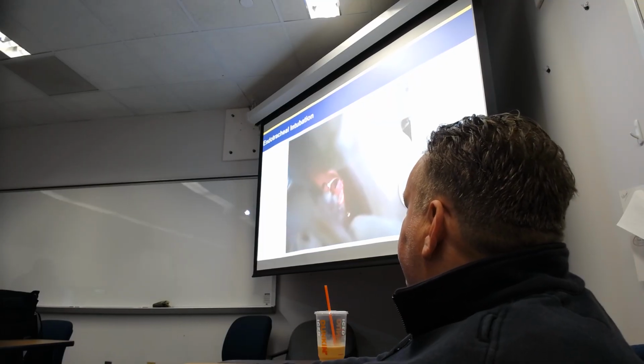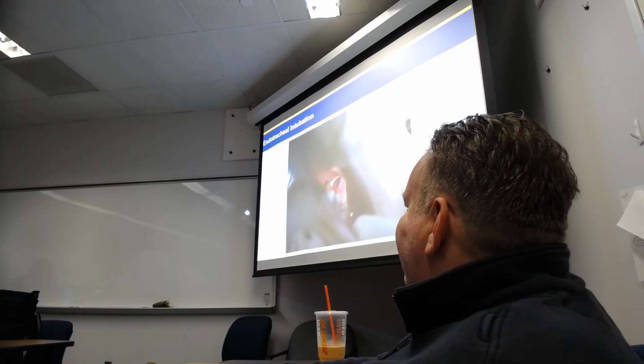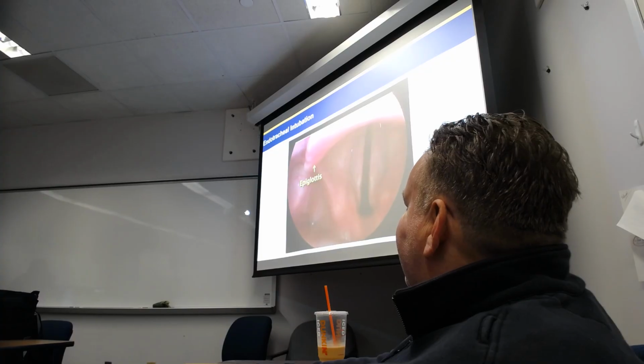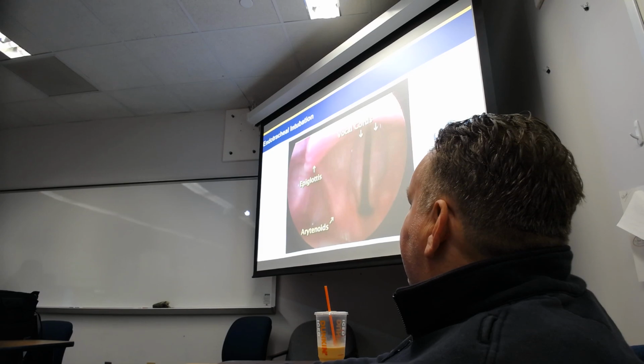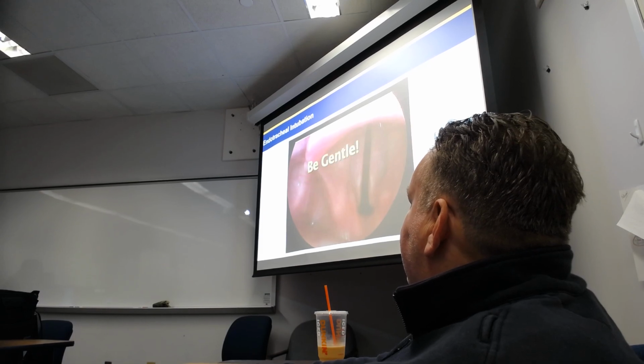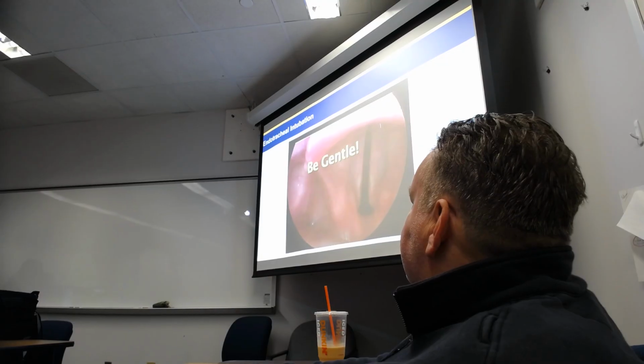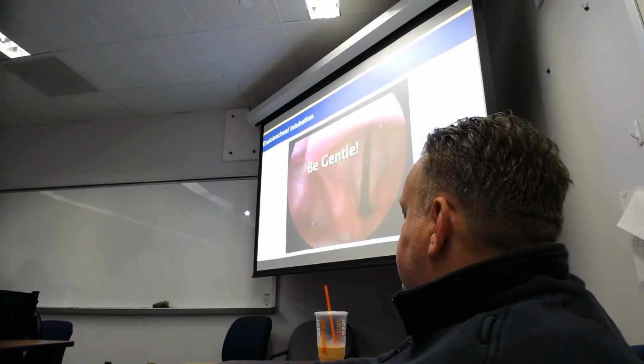Continue to lift the mandible upward until you see the narrow epiglottis above, the bulges of the arytenoids at the bottom, and the vocal cords stretching between. Be gentle. Traumatic intubations can cause swelling, which can be especially dangerous in the child's small larynx.